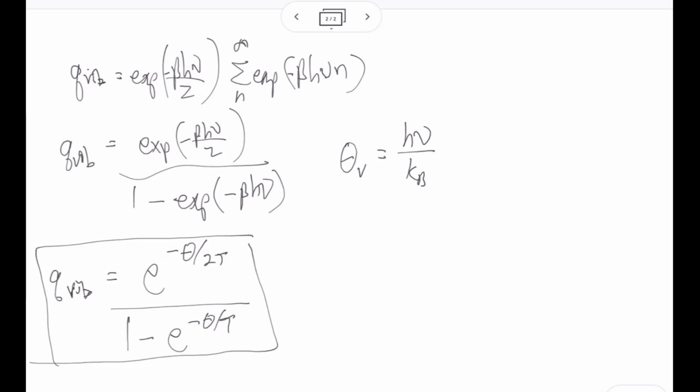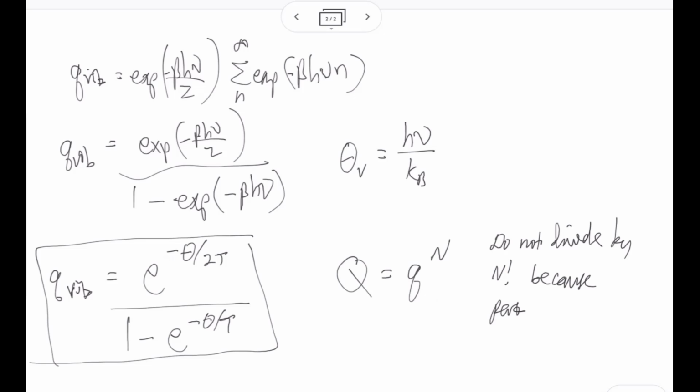So this is for a single atom vibrating on a lattice. What do we do for the whole lattice? Well, we would have big Q equals q to the N. Do we divide through by N factorial? No, we don't, right? Why not? Because these are distinguishable sites, right? We only divide through if the particles are indistinguishable. When you have them on a lattice site, they're distinguishable. Okay, so do not divide by N factorial because particles are distinguishable.